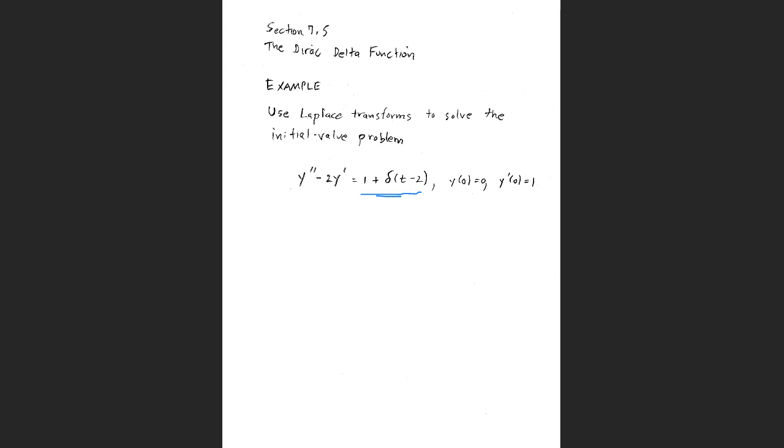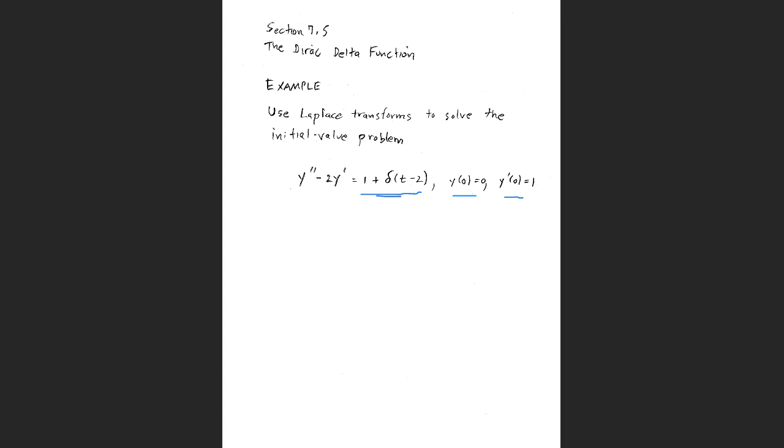That means at t equals 2, there's going to be a spike in the system, and that will change the solution. The solution to this differential equation has to be a piecewise function that changes at t equals 2. Okay, we have initial conditions y of 0 equals 0 and y prime of 0 equals 1.